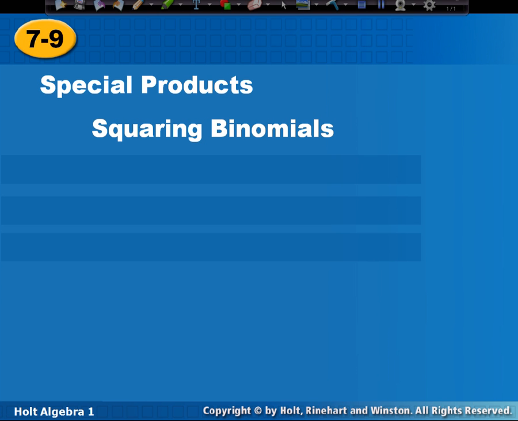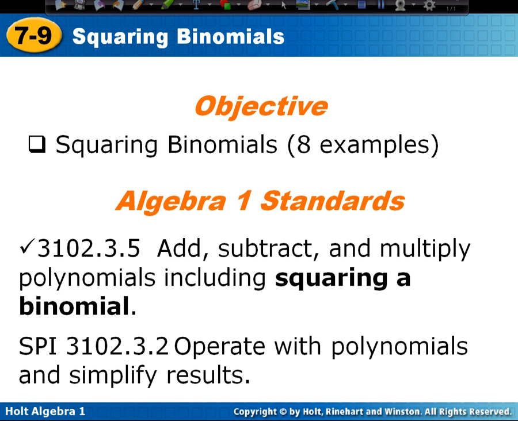Today's lesson is 7-9, so please make sure at the top of your paper you have this labeled Notes 7-9. And we're going to talk about special products and squaring binomials. So again, our objective today is squaring binomials. There are 8 examples. For some of you, this is going to look very, very similar to what we've been doing the last 2 days with one extra little step to it.